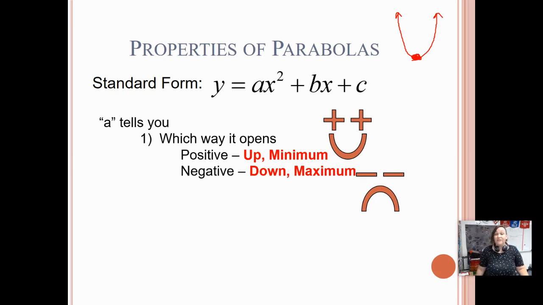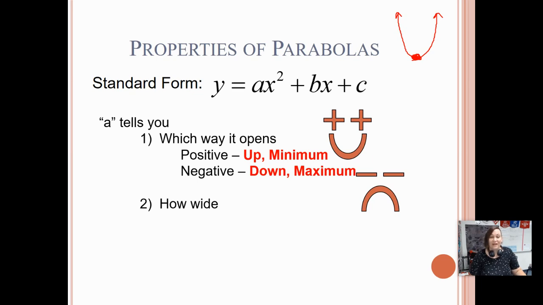When A is negative, so when the number in front of the x squared is negative, then your parabola opens down, like a sad face. And it has a maximum, or a highest point, right? The top of the U shape is the maximum. Up and min always go together, and down and max always go together.